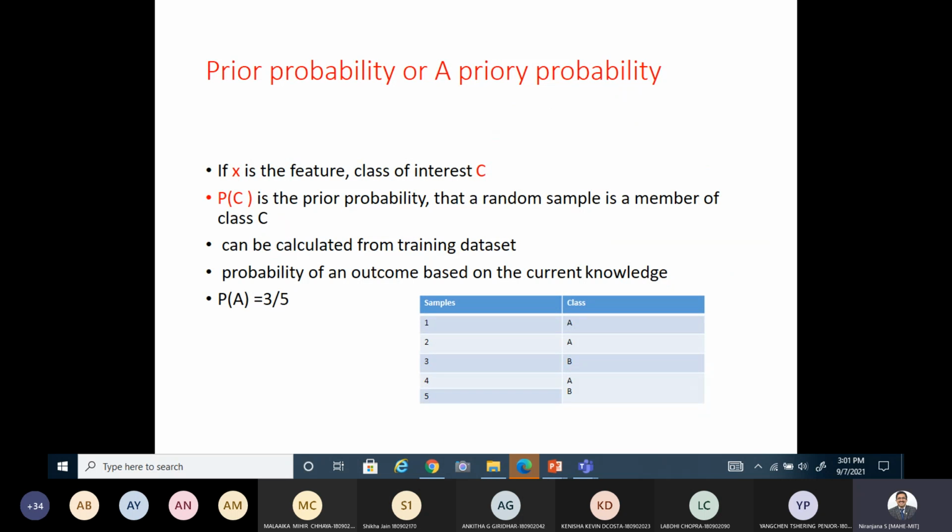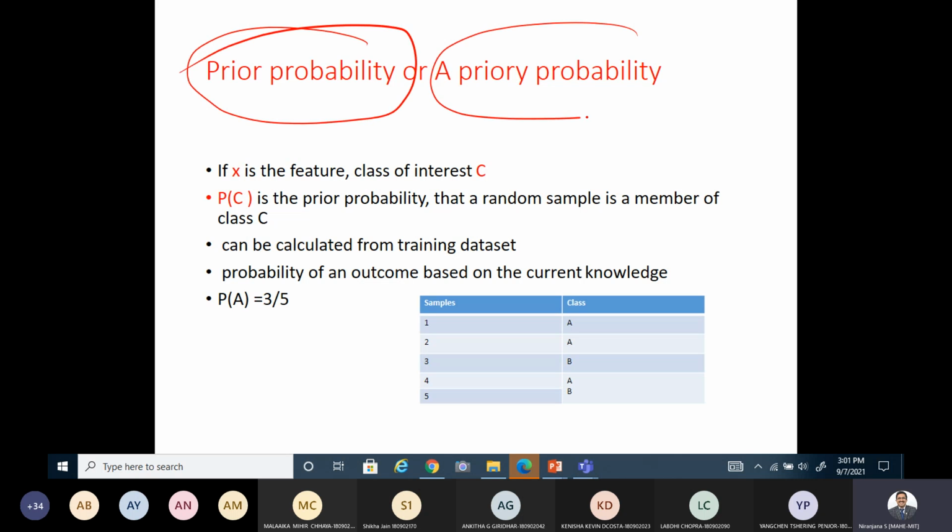So let us talk about one more probability here: the prior probability, or a priori probability. When x is a feature and the class of interest in the given problem is C, you will be talking about the probability of a given class C. Suppose you want to estimate the probability of C; you know how to calculate it. Given a table, you will write it immediately.